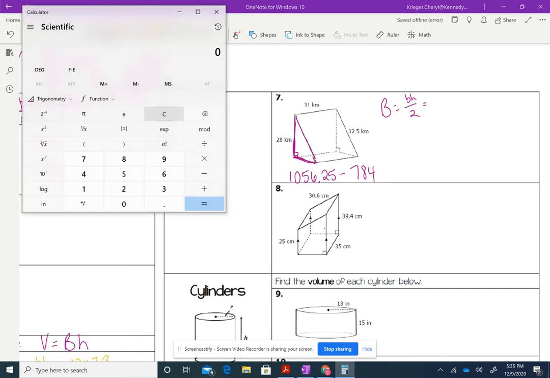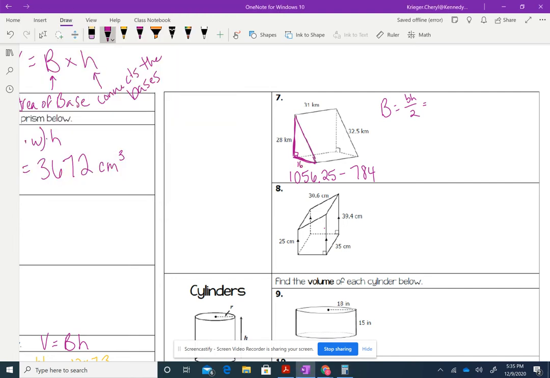Okay, so 1056.25 minus 784 is 272.25. And I'll take that square root, so my base is 16.5. Okay, now I can find the area of the triangle. So that is 28 times 16.5 divided by 2.